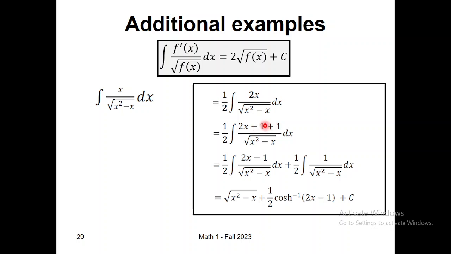So now we divide it into two problems. 2x minus 1 over this root can be solved using this well-known problem. It will be this root multiplied by 2. But this expression, how to deal with it? It is 1 over root x squared minus x. Very similar to the previous problem. Complete the square of this and then use the formula of cosine inverse.